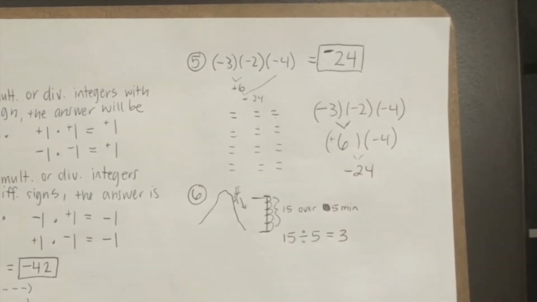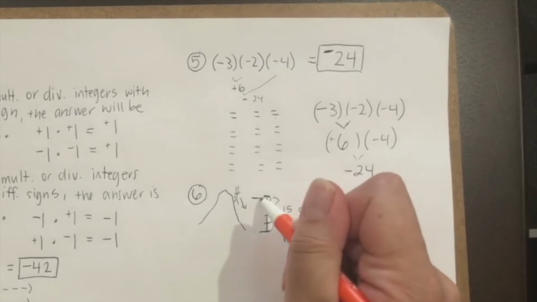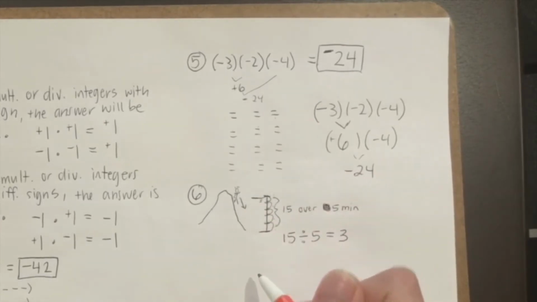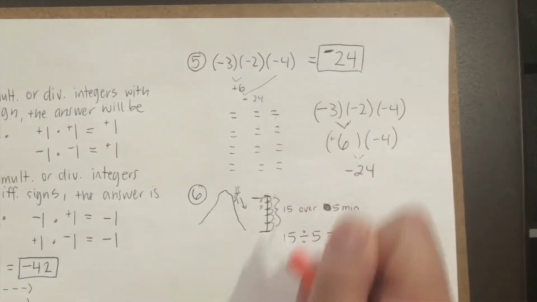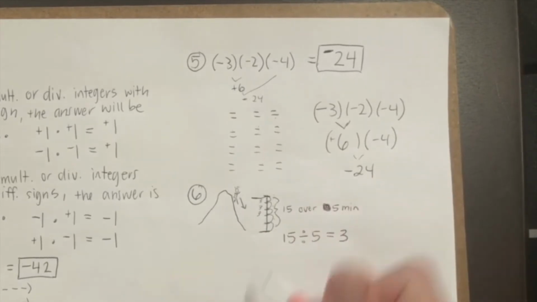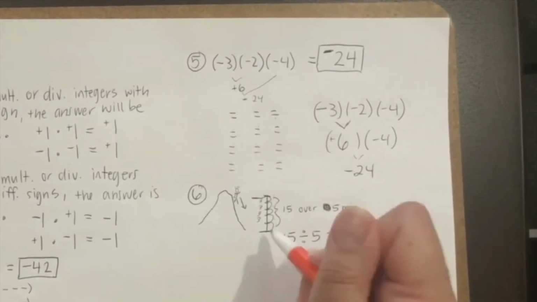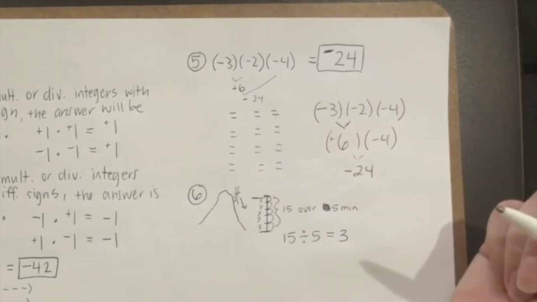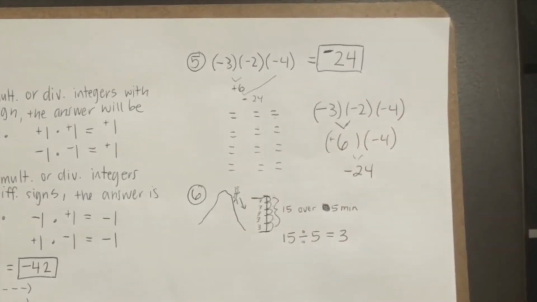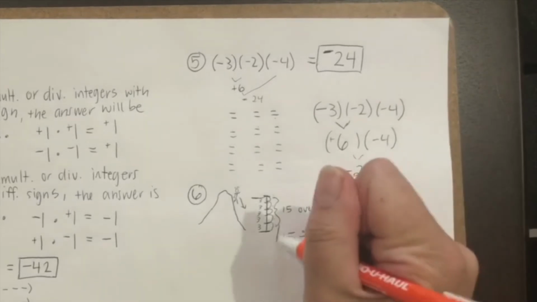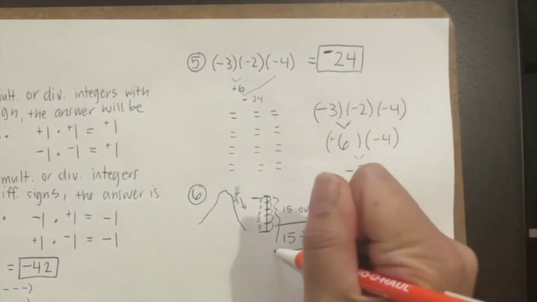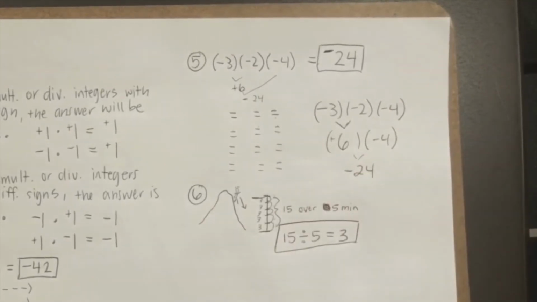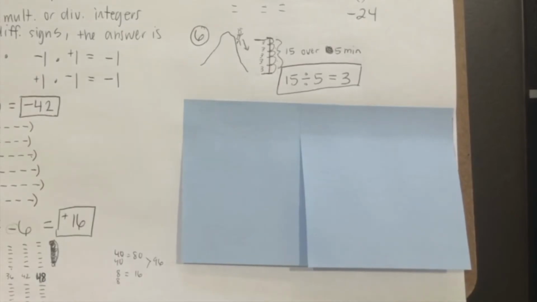Okay. So 3 feet the first minute, 3 feet the second minute, 3 feet the third minute, 3 feet the fourth minute, 3 feet the fifth minute, and when we add all those 3's up, we get a total of 15. So here's our answer. 15 divided by 5 equals 3. All right, let's move on to number 7.